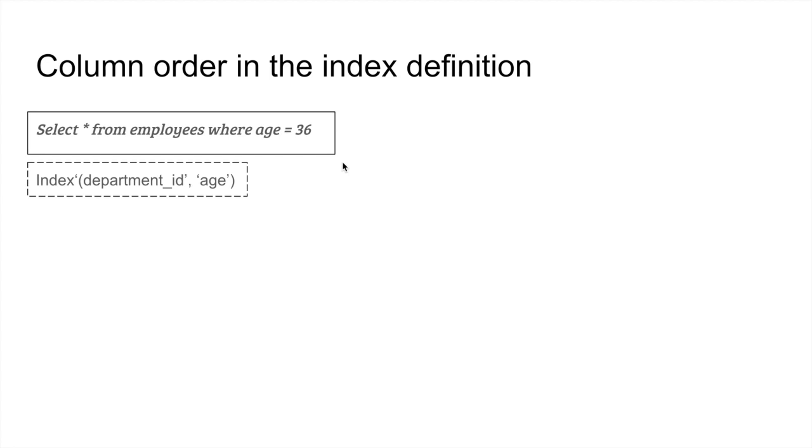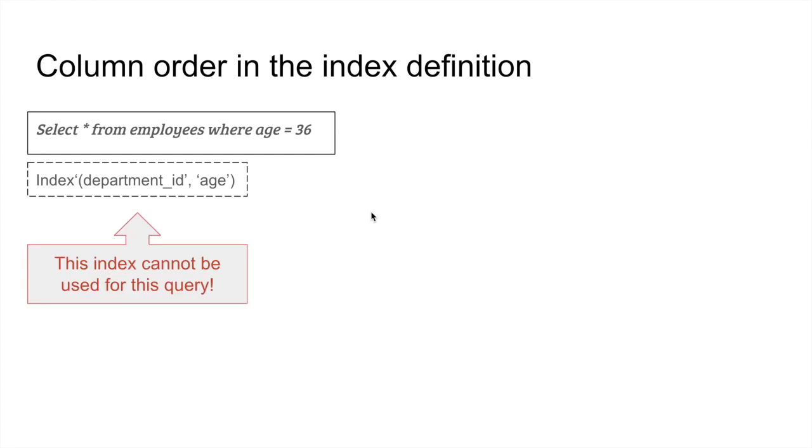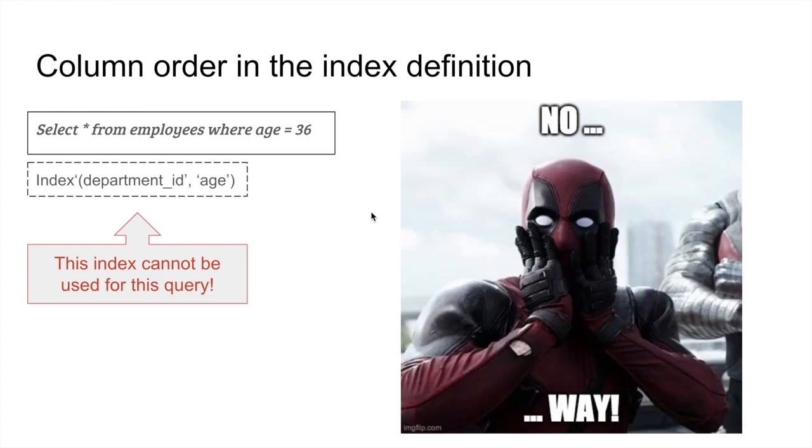Now imagine you have the following query. Select everything from employees where age is 36. And the only available index that you have is one on the department ID column and the age column. Boom. This index cannot be used for this query. No way!